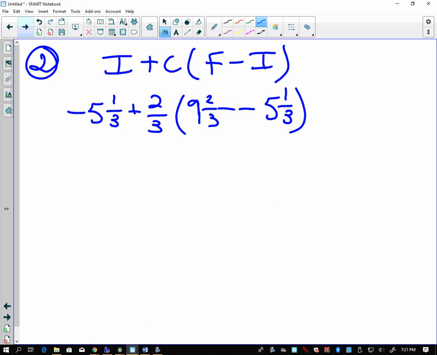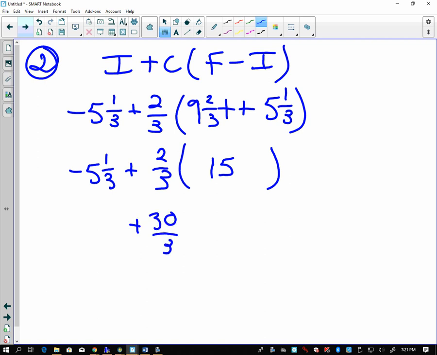All right, order of operations prevails. We're going to look at that as plus 9 2/3 plus 5 1/3. 9 plus 5 is 14. 2/3 plus 1/3 is 1. So we wind up with 15 here. So we've got negative 5 1/3 plus 2/3 times 15. 2 times 15 is 30, right? So we're getting 30 thirds. Negative 5 1/3 plus 30 thirds.